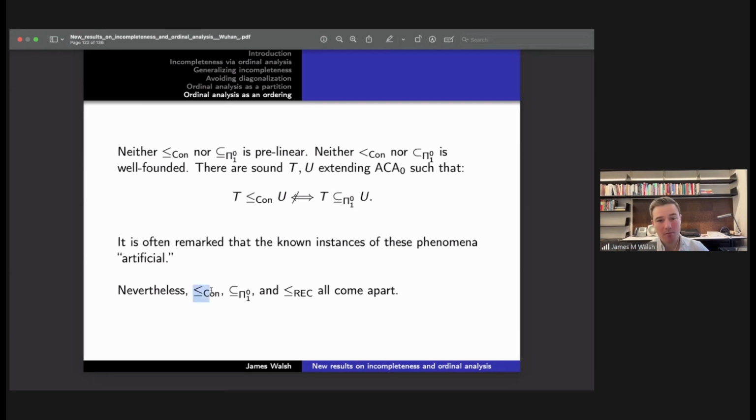So these two notions that I just mentioned come apart from each other. Moreover, they both come apart from this thing, because this thing, the ordering that's induced by ordinal analysis, is definitely a well ordering. It's linear and it's well-founded. So these three notions all come apart.